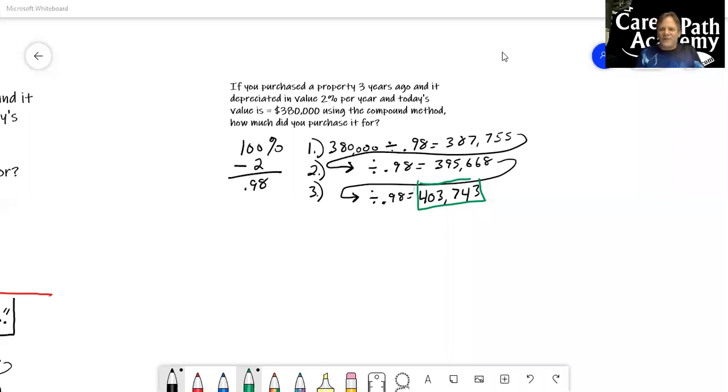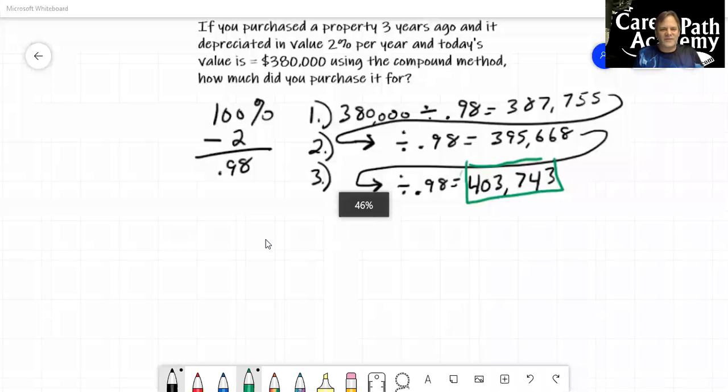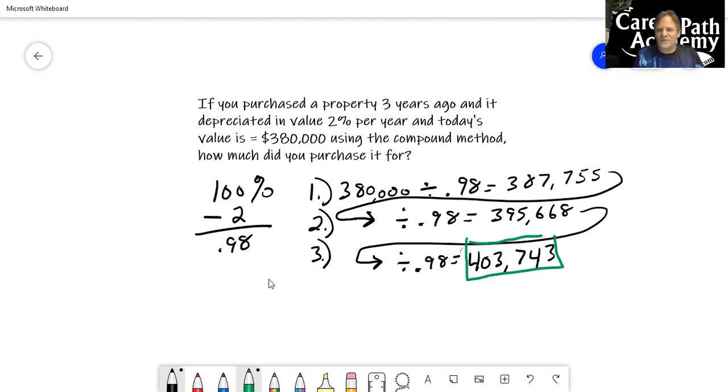All right, so I forgot to hit resume on the recording. So basically we worked out this problem and you see it in front of you on the board. I'm just going to repeat myself here for the recording. So if you purchased the property 3 years ago and it depreciated in value 2% per year, using the compound method, we're going to have to do it once for each year.